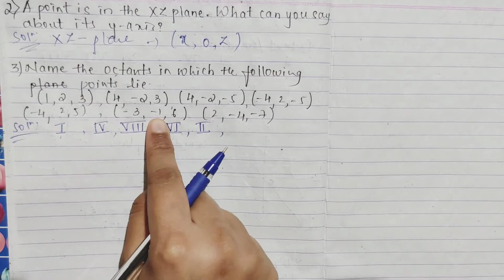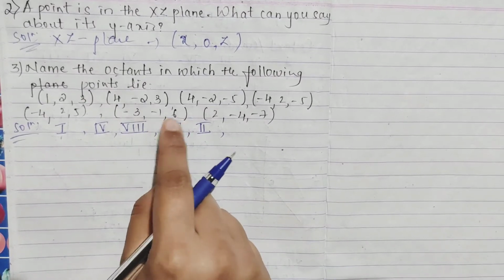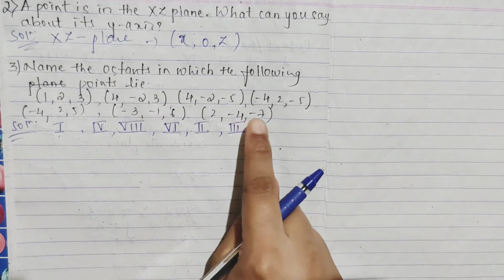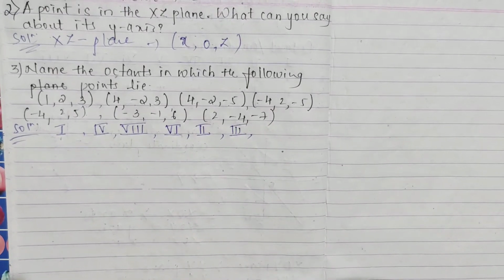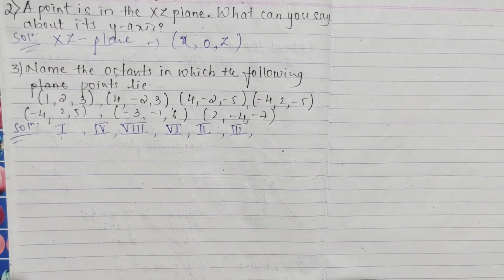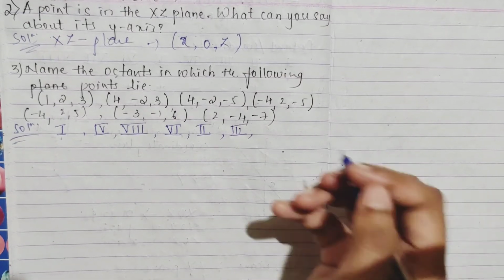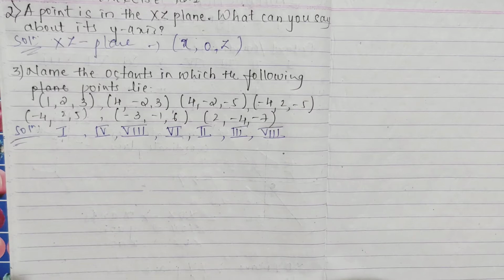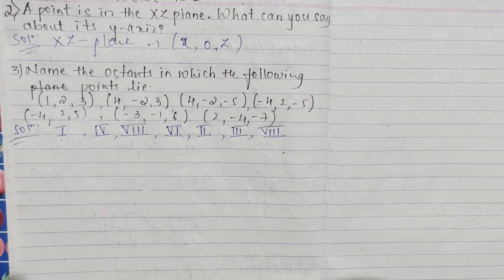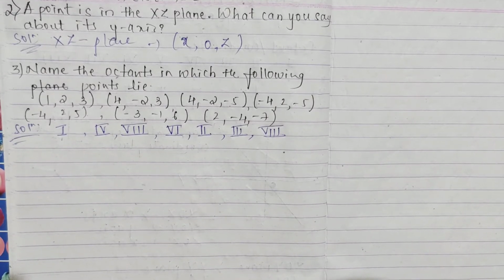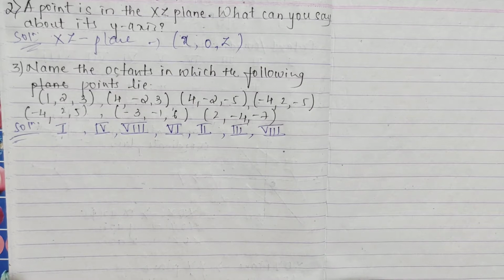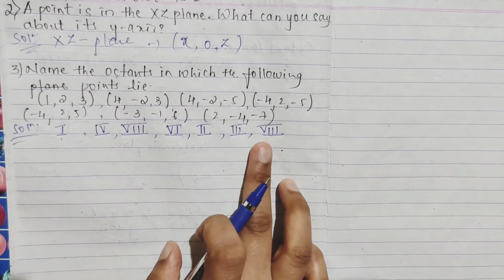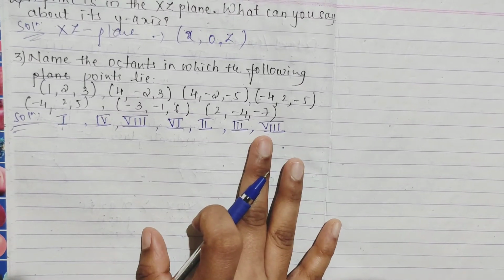-3, -1, 6 means minus, minus, positive. This comes under your third octant. 2, -4, -7 again comes under your eighth octant. 2, -4, -7, am I correct? Yeah, it comes under your eighth octant again. I hope this is clear for you.